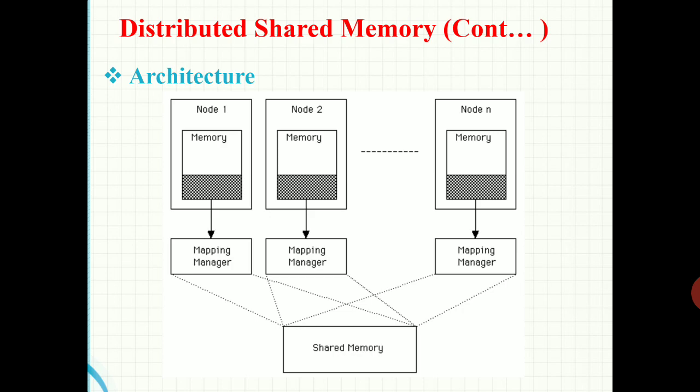That is, when a particular process accesses data in the shared address space, the mapping manager maps the shared memory address to physical memory. There is some mapping from the shared memory to the physical memory of that particular node. That may be local or remote. The mapping manager is a layer of software implemented either in the operating system kernel or as a runtime library. That is about the architecture of the distributed shared memory.